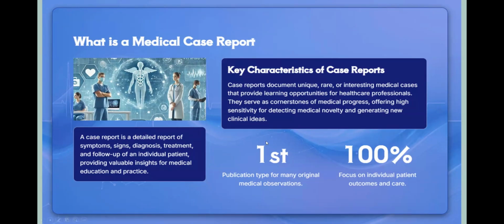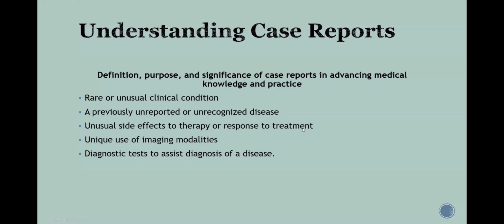So it's a detailed report. It can include signs, symptoms, diagnosis, treatment, follow-up. So any particular insight and some novel thing, some new thing, or some different aspect of an already known thing. So, understanding case reports: there are 4 or 5 criteria, or conditions or diseases or things about which we can write a case report. It could be a rare or unusual clinical condition. It could be a previously unreported or unrecognized disease. It could be an unusual side effect.